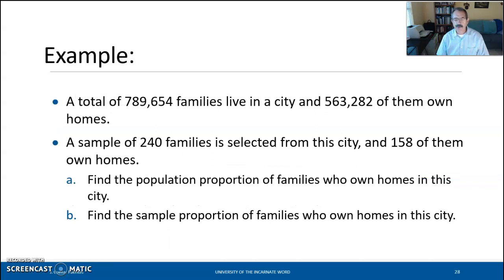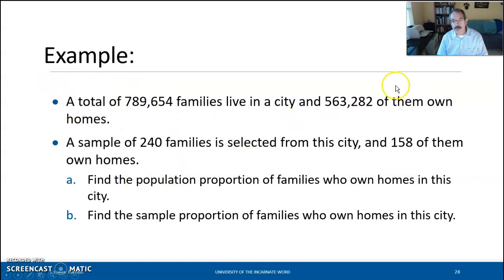All right, let's look at an example just to illustrate how we calculate these proportions. In this very simple example, we have a total of 789,654 families that live in a city, and of those families, 563,282 of them own homes. Now, a sample of 240 families is selected from this city, and 150 of them own homes. So what we want to find is the population proportion and the sample proportion of families who own homes.